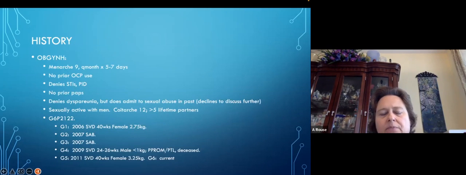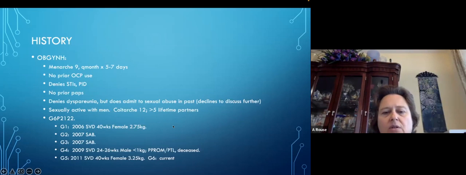Here's her OBGYN history. Started at age 9, so young age, monthly cycles, 5 to 7 days. Never used any pills or hormonal therapies for contraception. Denies any sexually transmitted infections. But, oh, by the way, she never had a pap smear either because they didn't offer it in her home country where she lived in the remote area. She's not had dyspareunia, but she does admit to some sexual abuse in the past when you start talking about her sexual history and decides she does not want to talk to you more about that. She's currently sexually active with men. She started sexual activity at age 12, and she has had more than 5 lifetime partners, but the current partner, it's been monogamous for 5 years.